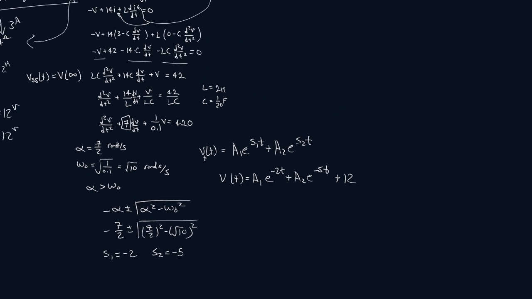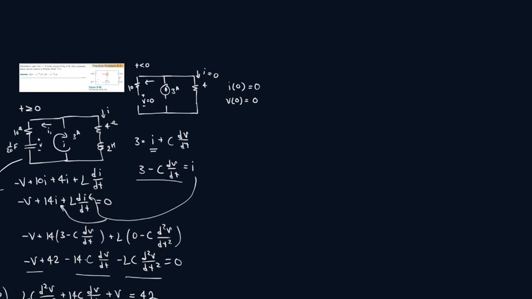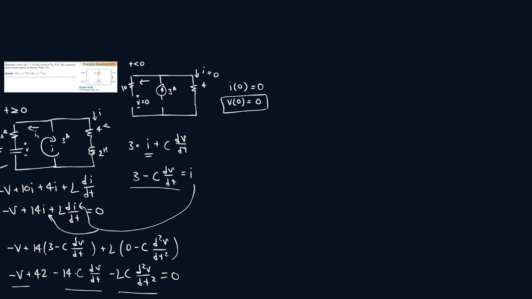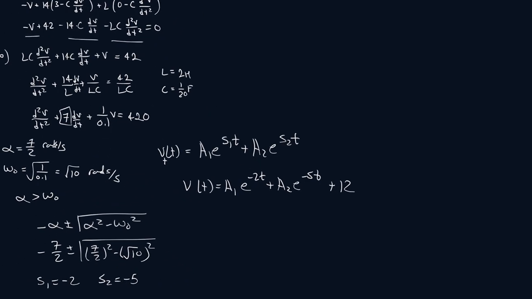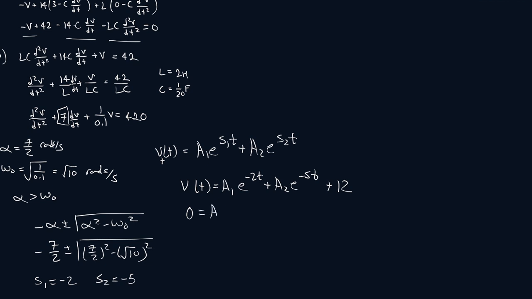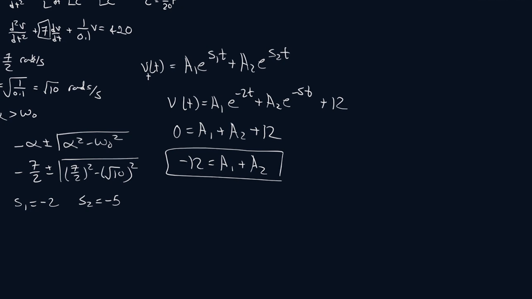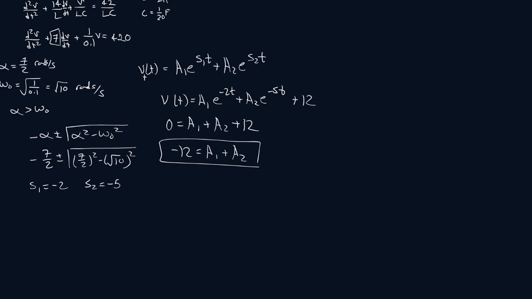Now let's find A1 and A2. Recall when t was 0, our voltage at our capacitor was 0. So this is 0 equals A1 plus A2 plus 12, where the exponentials are gone. So this is minus 12 equals A1 plus A2. That's our first equation down. Now we need another equation. So we'll have two unknowns and two equations. So let's differentiate all of this.